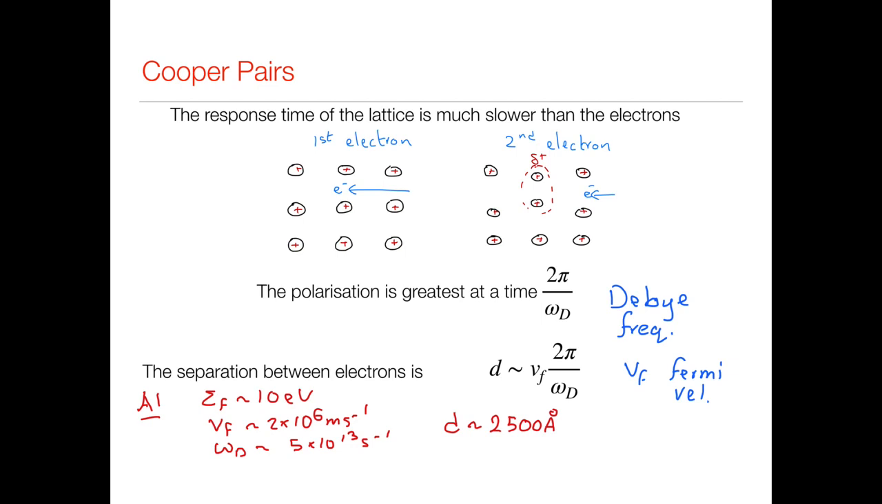Okay, that tells us something because we know that there's a Coulomb interaction between the electrons that's trying to repel them. But at that distance, 2,500 angstroms, that Coulomb interaction is effectively screened out. They're not feeling any of the Coulomb repulsion anymore at that distance, but what they're experiencing is this lattice-mediated attraction.